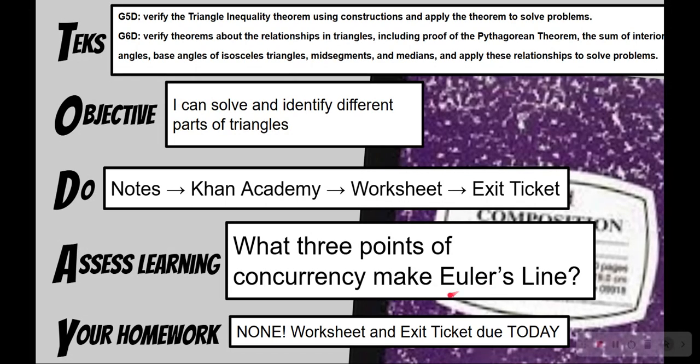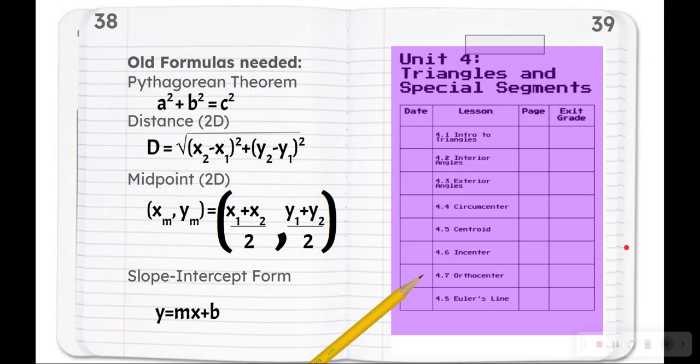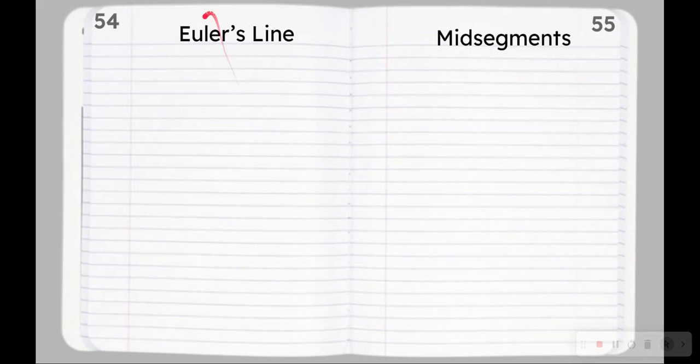I know it looks like it says Euler's line, but it's pronounced Euler's line. Those points of concurrency we talked about were the circumcenter, the centroid, the incenter, and the orthocenter. Title your next page in your notes Euler's line and then grab the little one-pager handout, we're going to take some really quick notes on this.